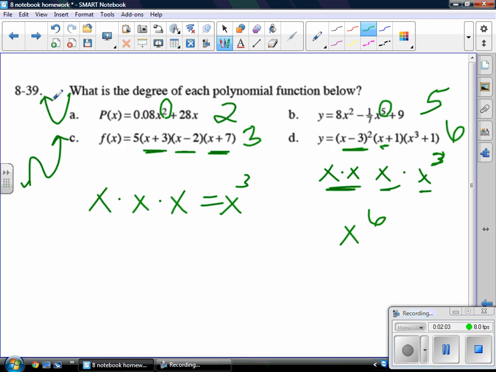We also talked about the orientation. So 5 would have a negative orientation, and the degree 6 polynomial would have a positive orientation. So it's the largest number in the exponent once it's multiplied out.